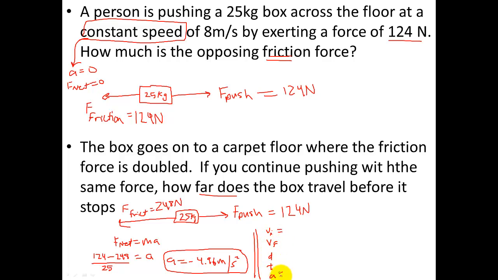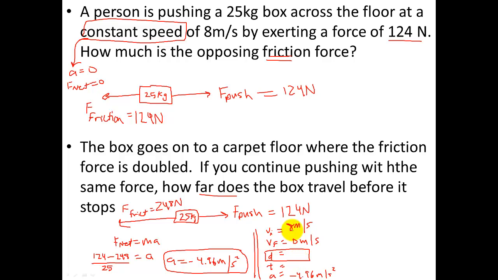So now we can set up our motion variables: vi, vf, d, t, a. Okay, what are we trying to find? We're trying to find how far it goes, which is distance, right? We know the initial velocity of the box is how fast we're pushing it, 8 meters per second. And it's going to come to rest, so v final should be 0 meters per second. And we know the acceleration is negative 4.96 meters per second squared. We don't know the time, and we don't really need the time.